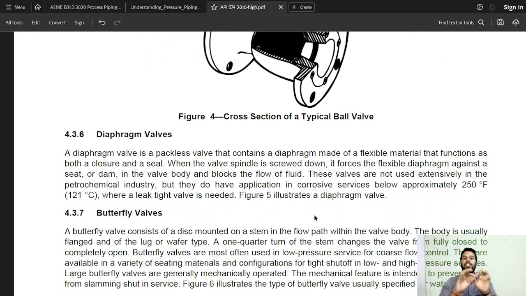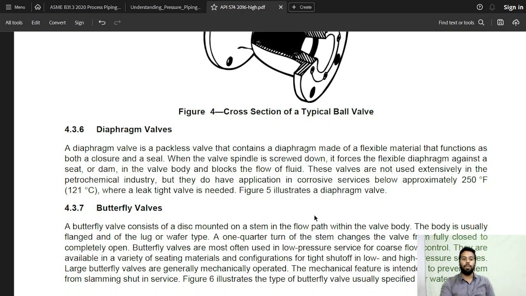Diaphragm valve will generally have a seat there. A diaphragm valve is a packless valve that contains a diaphragm made up of a flexible material that functions as both a closure and a seal. When the valve spindle is screwed down, it forces the flexible diaphragm against the seat or a dam in the valve body and blocks the fluid flow.